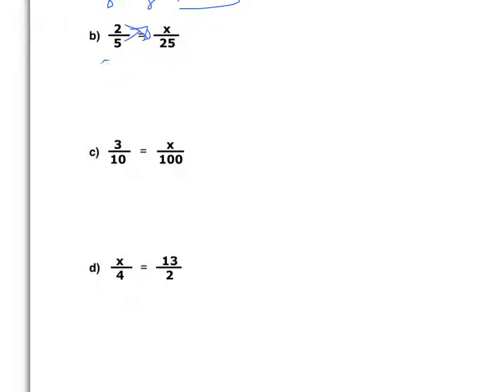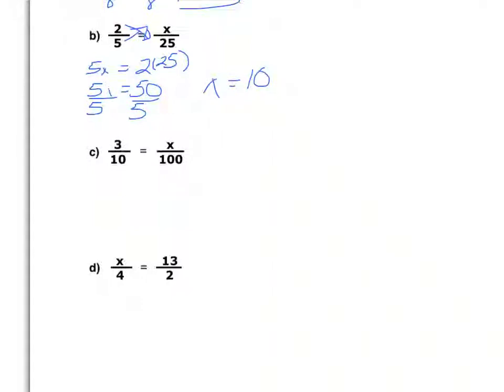We'll have to delete this. My handwriting's getting a little sloppy. 5x is equal to 2 times 25. Now I can multiply: 5x equals 50. I divide both sides by 5. I get x equals 10.